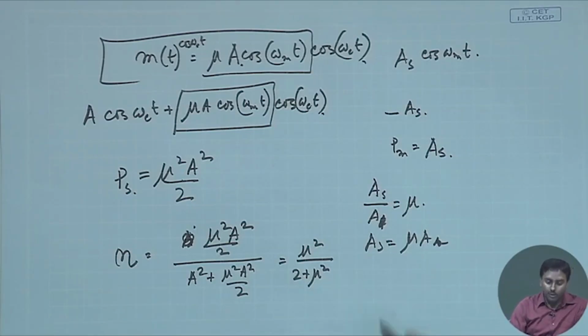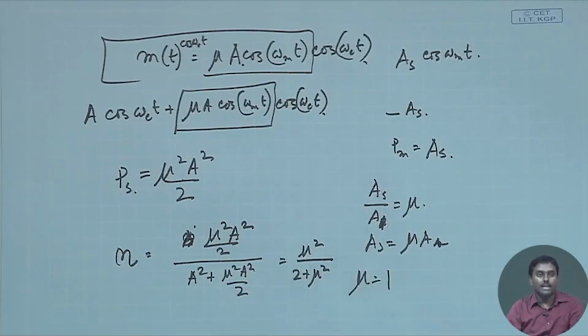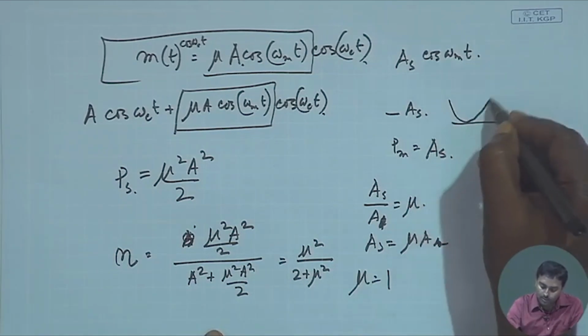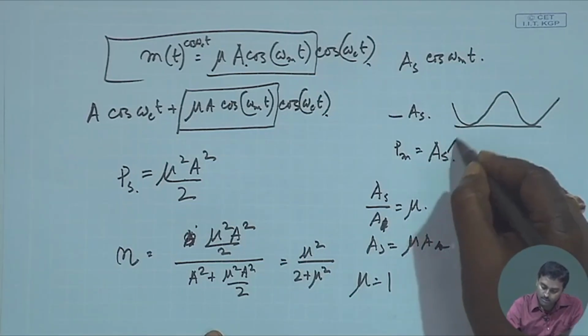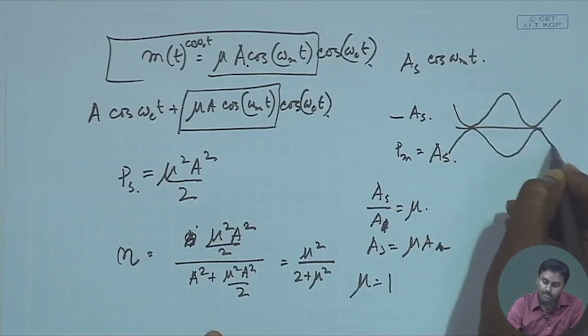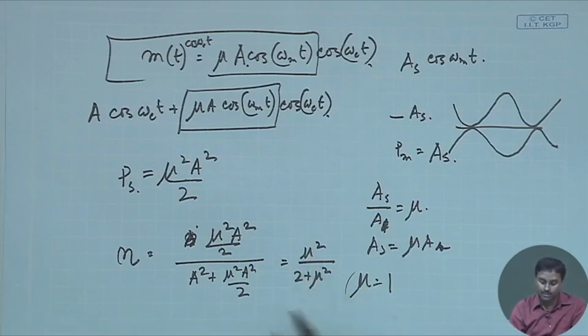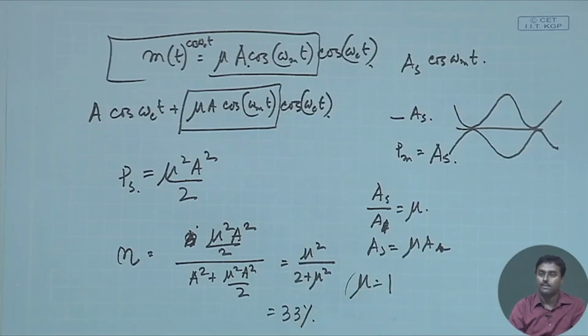If I just put mu equal to 1, that is the best I can do, the highest modulation. If mu equal to 1, the envelope just touches but does not cross over. Anything bigger than that will go below this. So, if I put mu equal to 1, what efficiency do I get? It will be 1/3, so 33% efficiency. That is the best I can get.